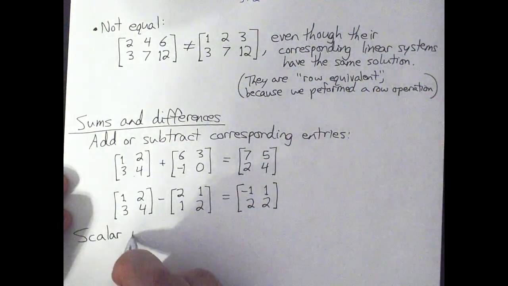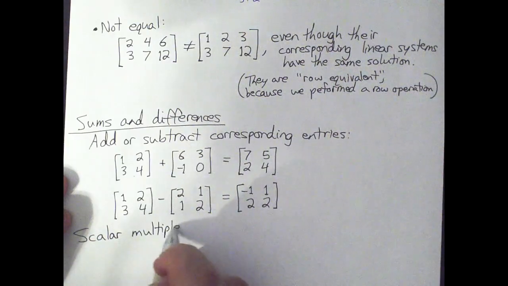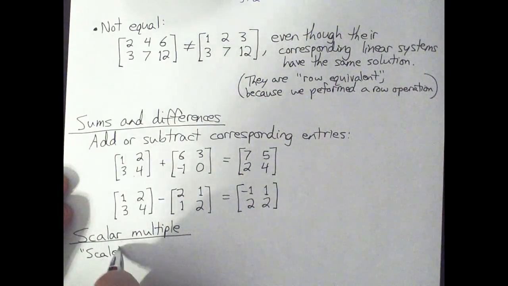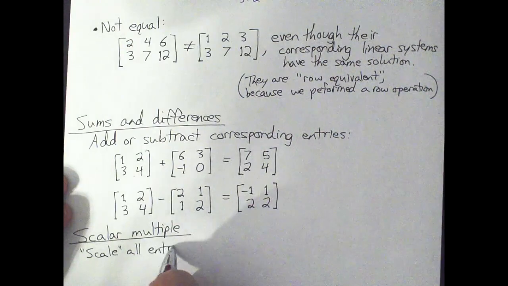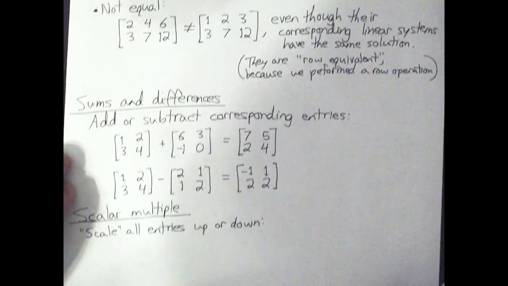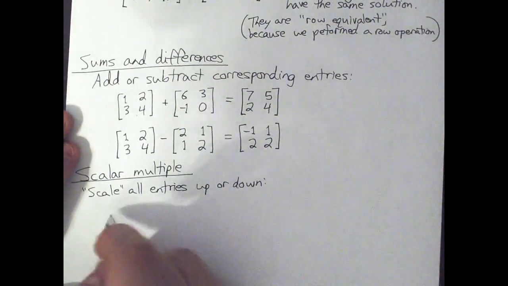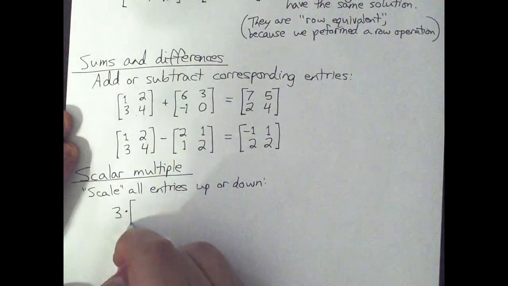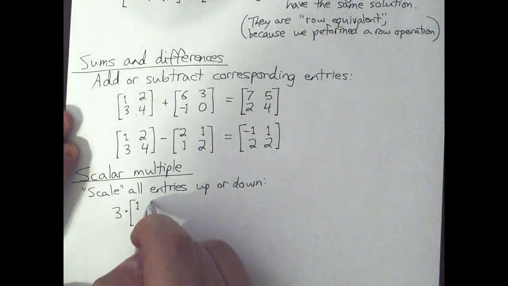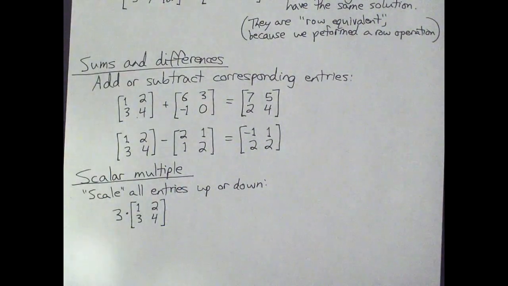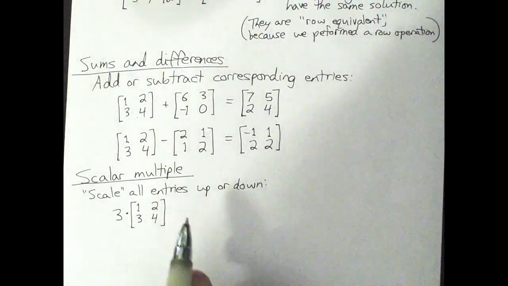We can do what is called a scalar multiple of a matrix. So in this case, we scale all entries up or down. I'm going to show you two examples of this. This is basically going to be when we have a number times a matrix. So instead of a number times a number, or a matrix plus a matrix, this is the number 3 times this matrix.